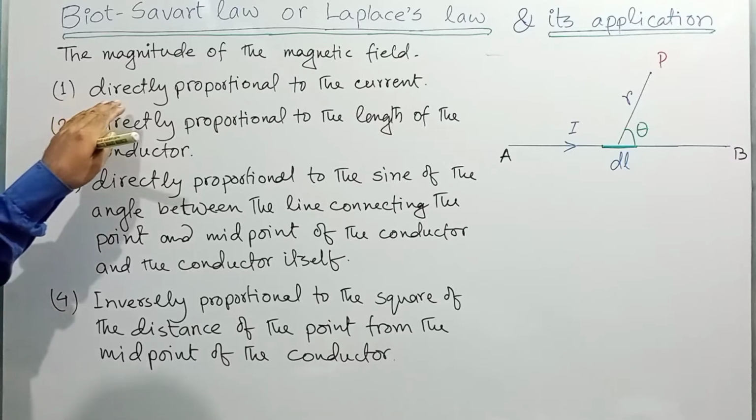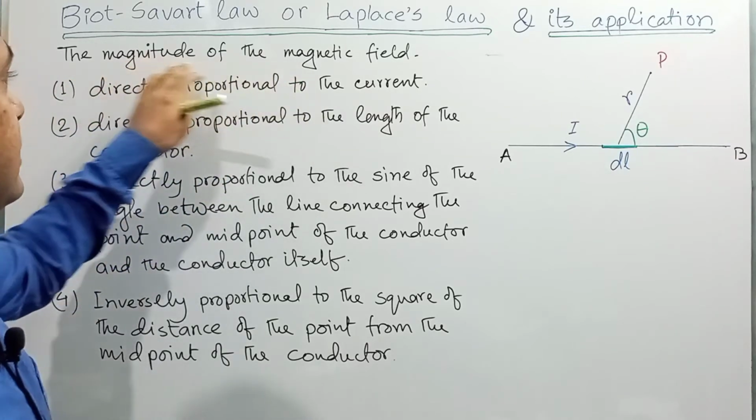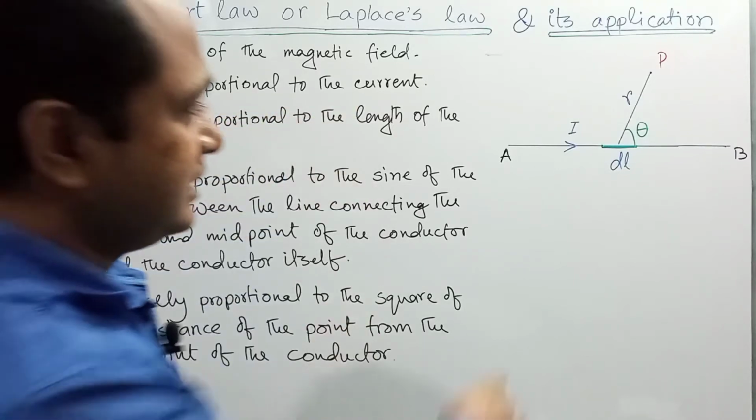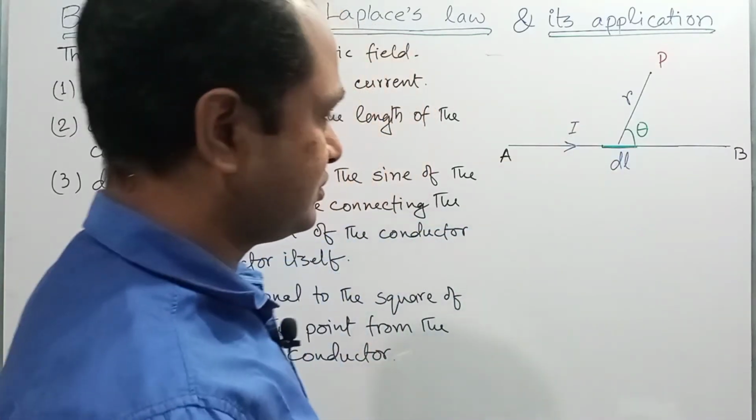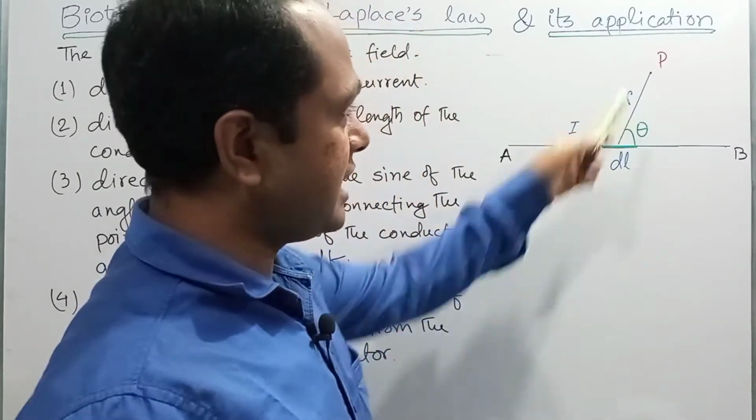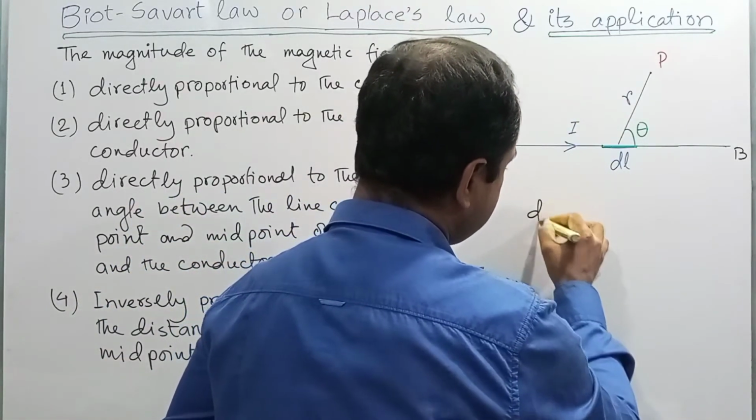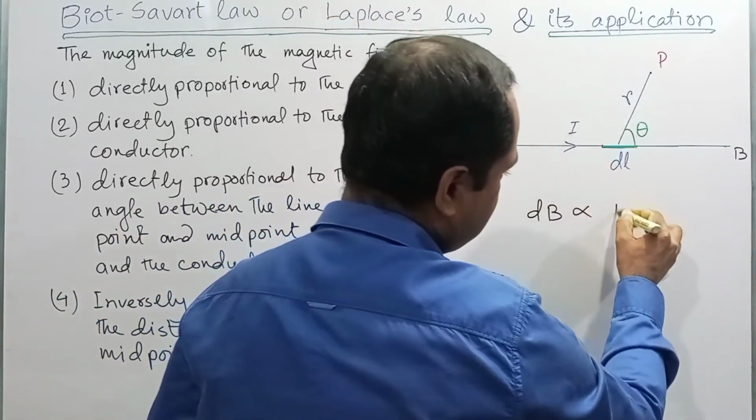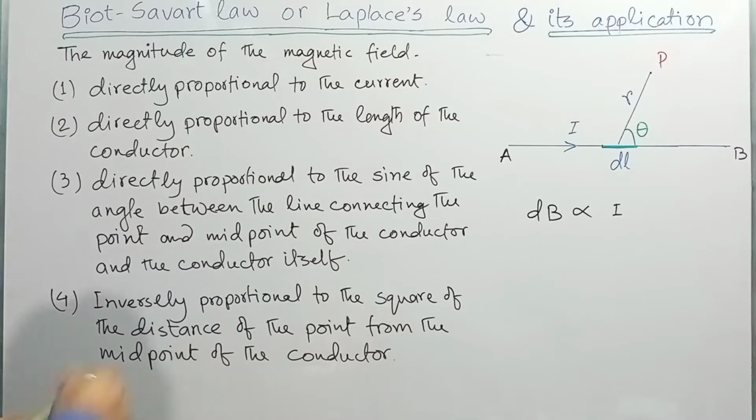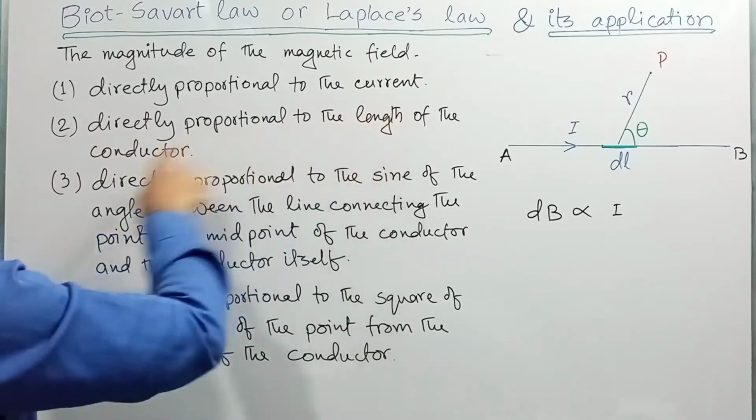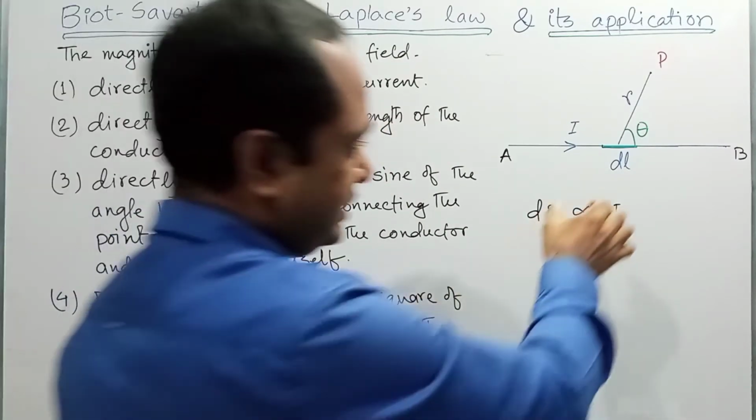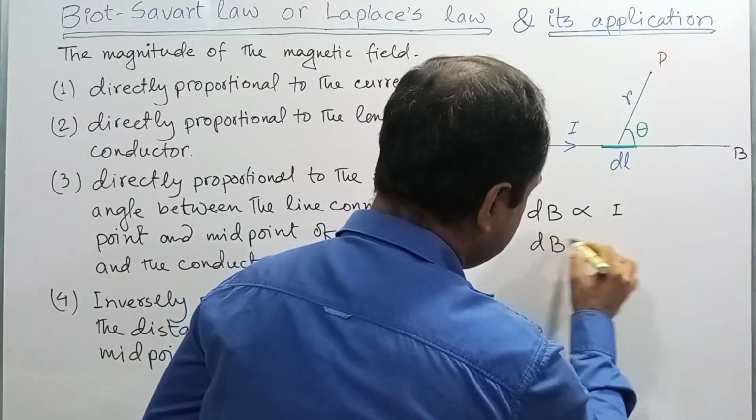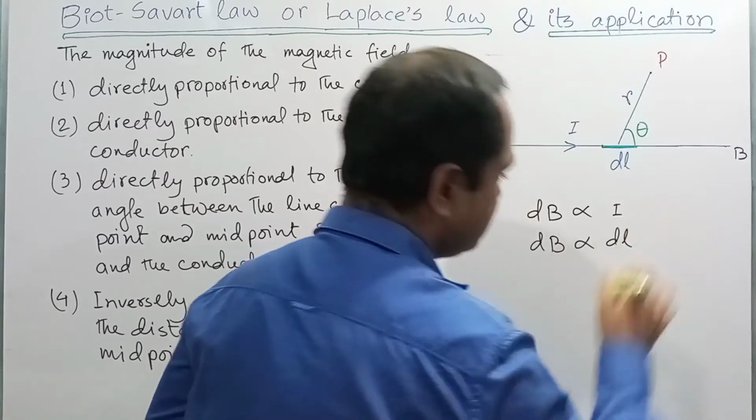It is directly proportional to the current. Here the current through the conductor is I. So if the magnetic field intensity at point P is denoted by dB, dB is directly proportional to the current I, right? Then they said it is directly proportional to the length of the conductor. If the considerable length of the conductor is dl, then dB is directly proportional to dl.